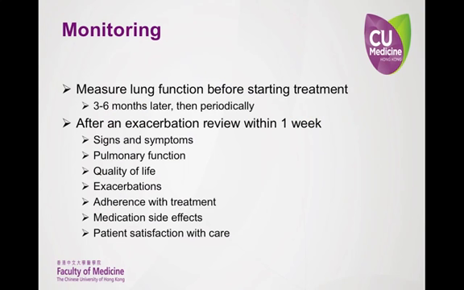Lung function should be monitored before starting treatment, 3 to 6 months later, then periodically. Periodically is defined as every 1 to 2 years in adults and more frequently in high-risk patients and more frequently in children based on severity and clinical course. Also, after an exacerbation, a comprehensive review should be performed within a week, including an evaluation of signs and symptoms, pulmonary function, quality of life, exacerbations, adherence, side effects, and patient satisfaction with treatment.